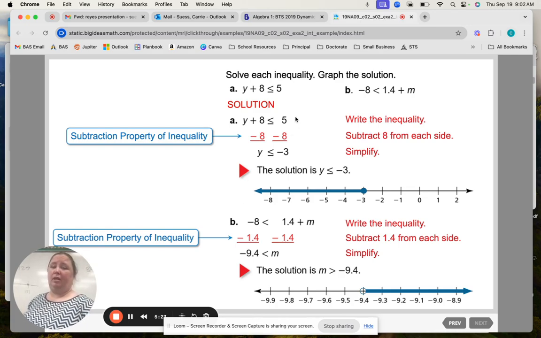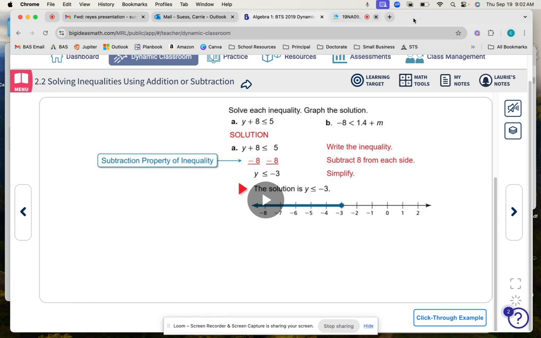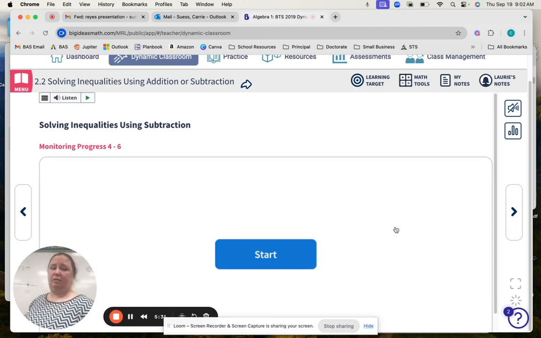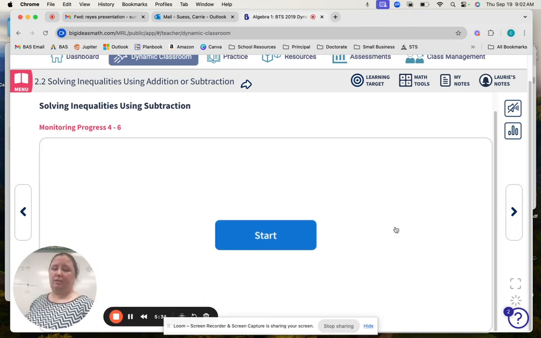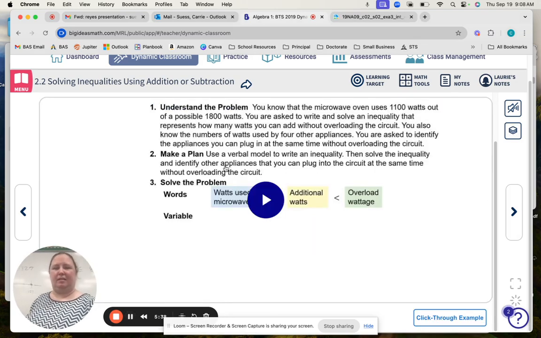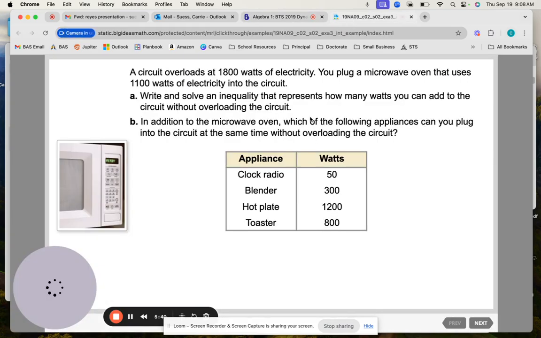All right, any questions on how to do this? Good? Excellent. All right. Monitoring progress 4 through 6. Go, go. All right, let's do example 3. This is a real-life word problem.